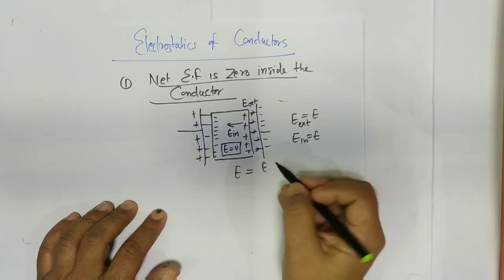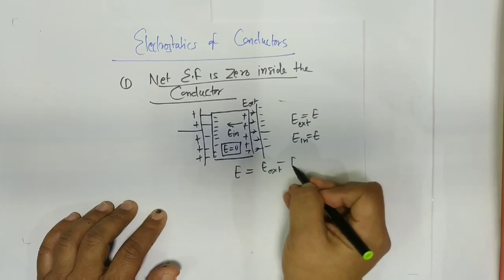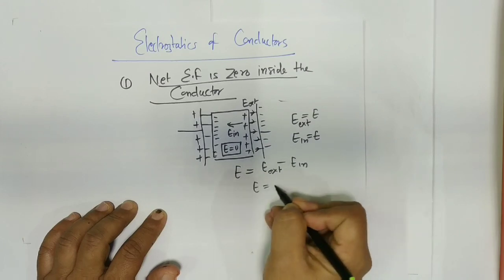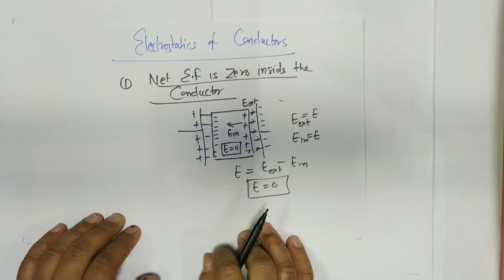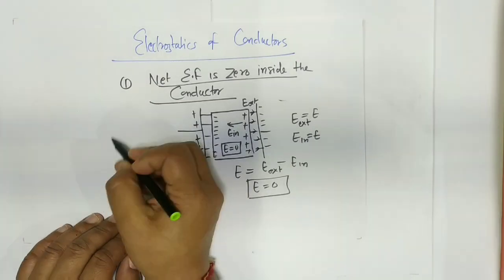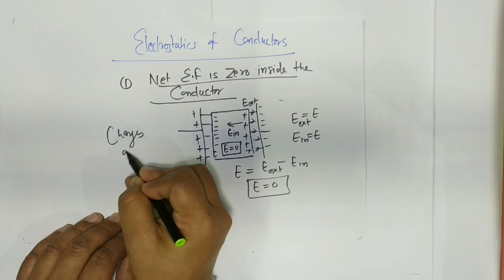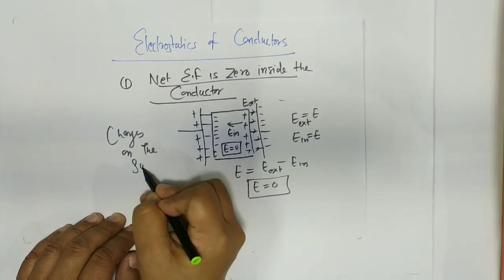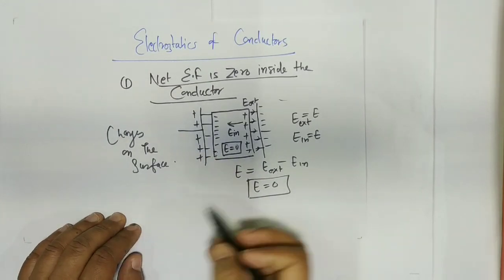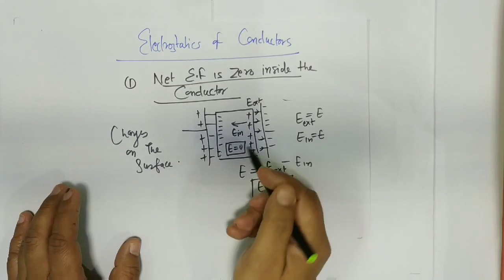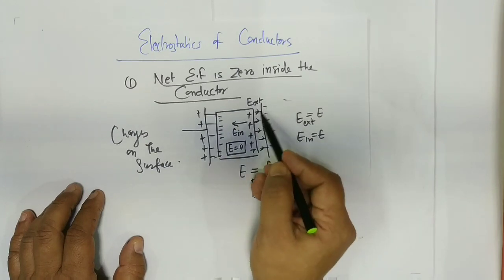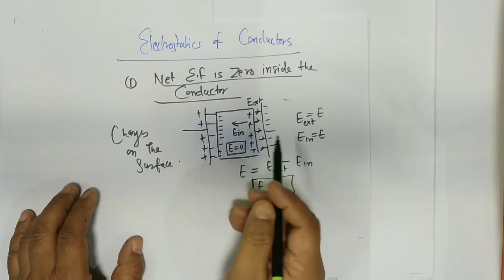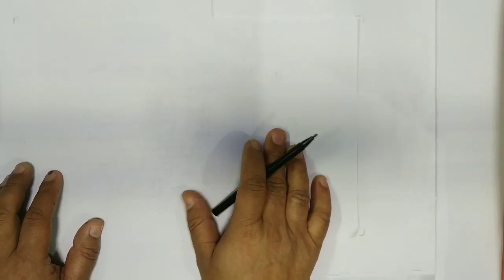Inside the conductor it will be E external minus E internal. So always remember, inside the conductor the electric field is zero. So charges are on the surface. There is no electric field inside, and this positive will induce negative and this negative will induce positive. So net electric field inside the conductor is zero. So this is one of the properties.